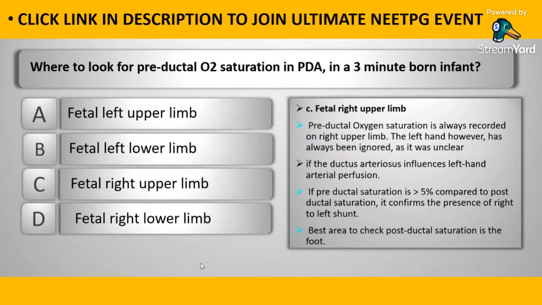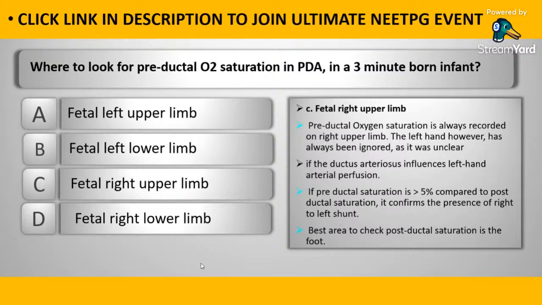Where to look for preductal O2 saturation in PDA, patent ductus arteriosus, in a 3-minute-old born infant? A. Left upper limb. B. Left lower limb. C. Right upper limb. D. Right lower limb. The correct answer here is the right upper limb.